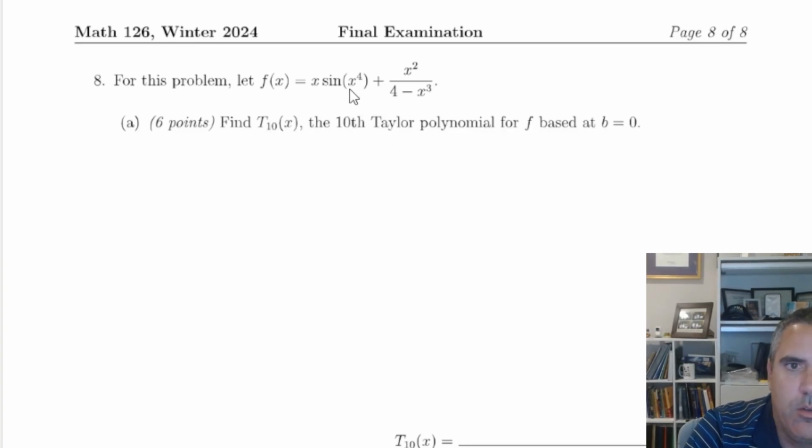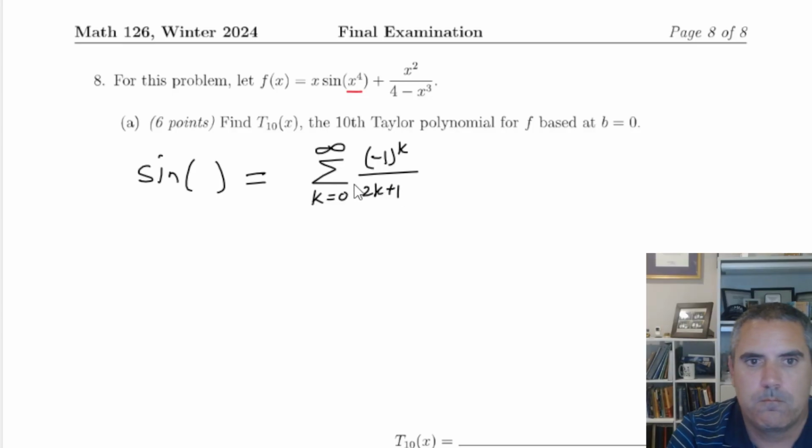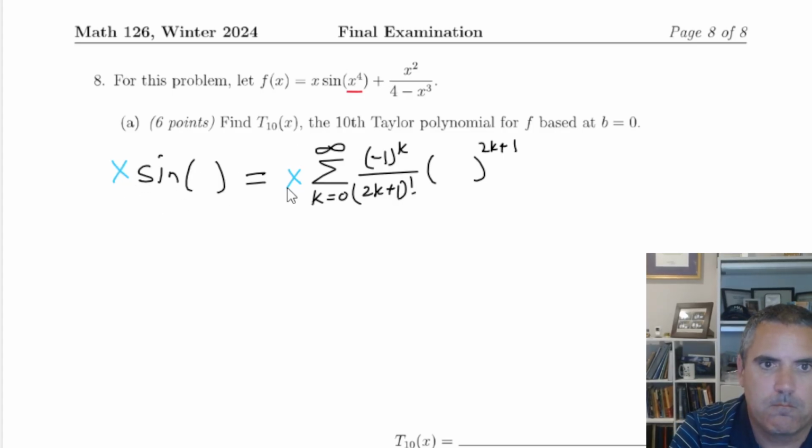We would say we're substituting x to the 4th into the series for sine. So let's break that down, if you're struggling with this. So the sine series looks like this: the sum of -1 to the k over 2k plus 1 factorial, z to the 2k plus 1. So let's lay out what's happening. There's an x on the outside, and there's an x to the 4th on the inside.